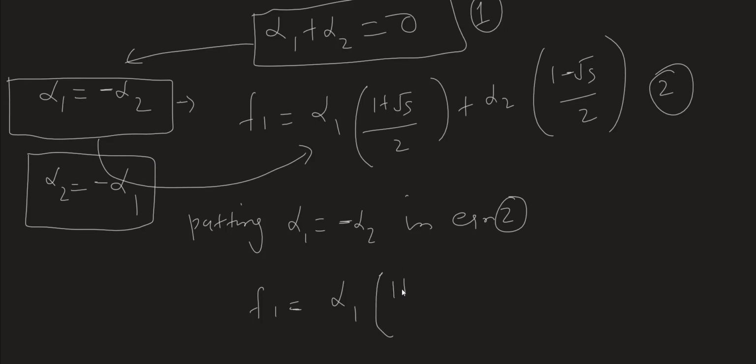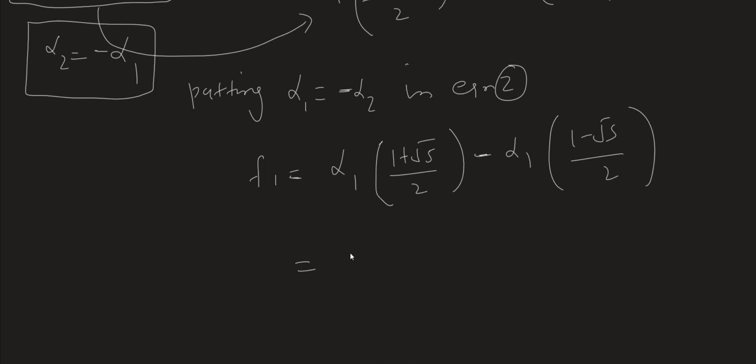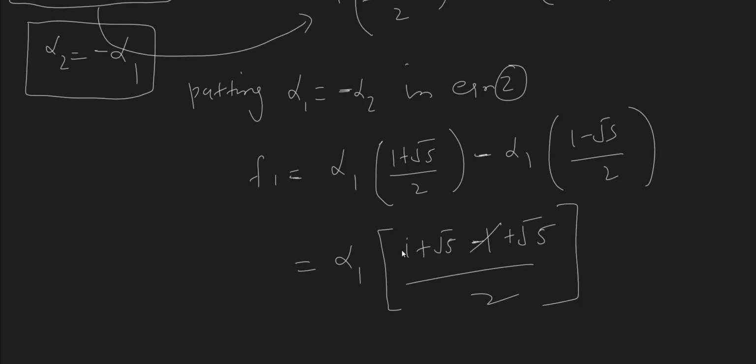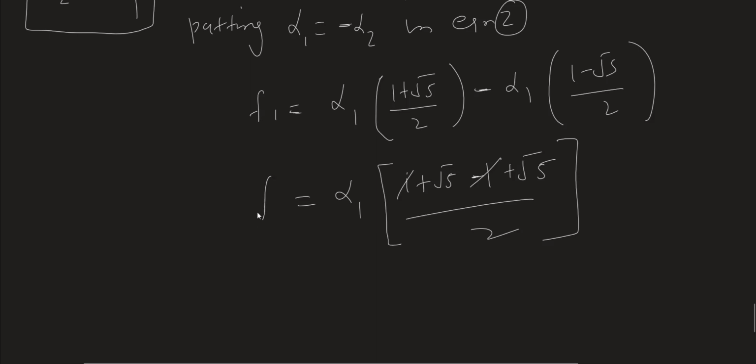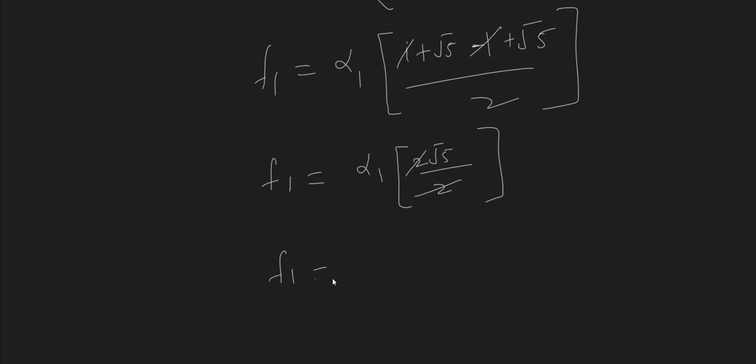So F1 is equal to alpha 1 times (1 plus root 5 by 2) minus alpha 1 times (1 minus root 5 by 2). So alpha 1 is common in both these terms, so let's take this out. All we are left with is 1 plus root 5 minus 1, and minus minus will be plus root 5, by 2. The 1 and minus 1 will cancel out. So F1 is equal to alpha 1 times 2 root 5 by 2. The 2s will cancel. So F1 is equal to alpha 1 times root 5.